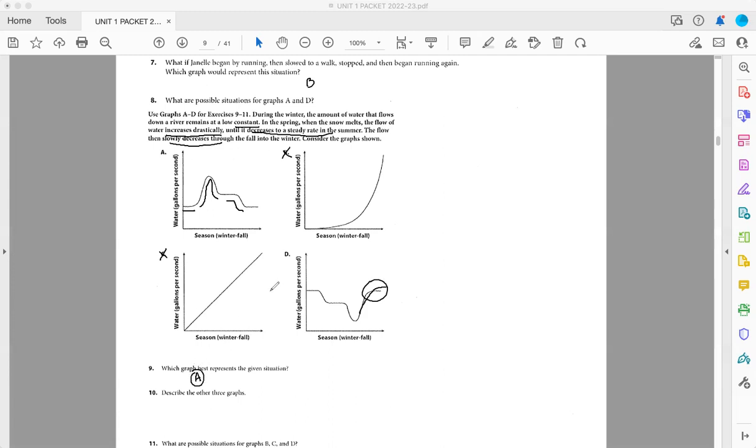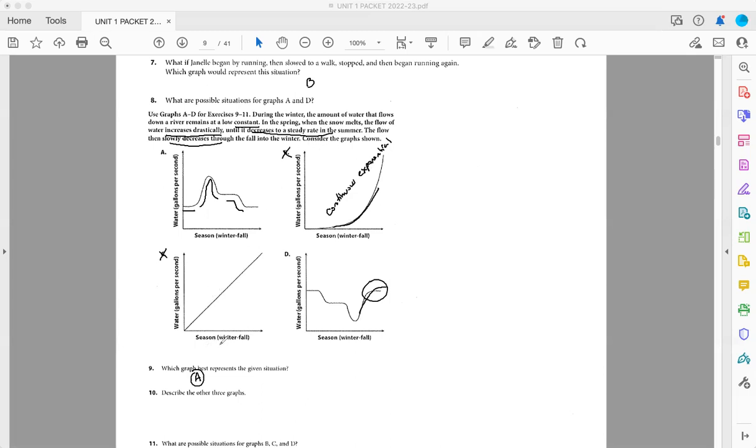Describe the other 3 graphs. I kind of did at the beginning for this one. This was an increase. This is an exponential. And you don't need to say exponential. This is a continuous increase. You can say exponential increase or just increase. Exponential means the rate is not the same. Here it's going slow and then it's picking up. Okay, and this is at a constant.